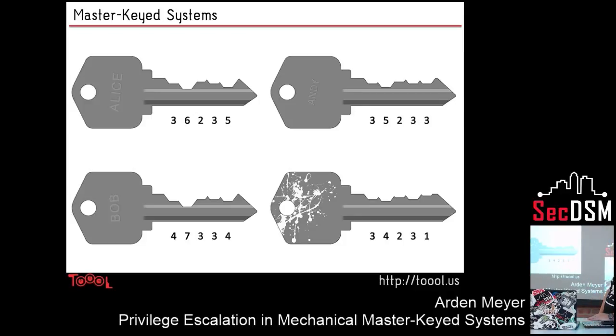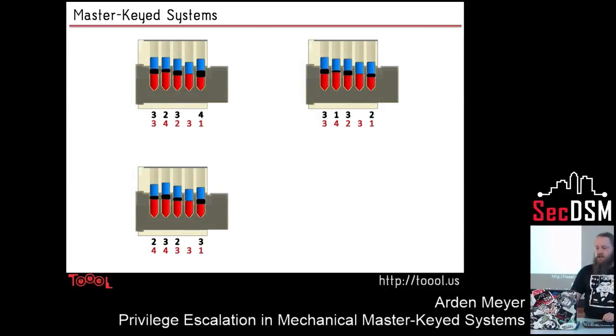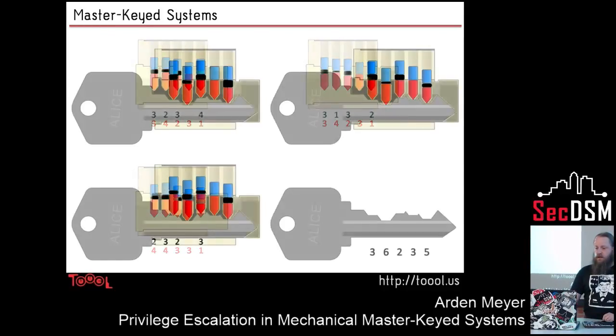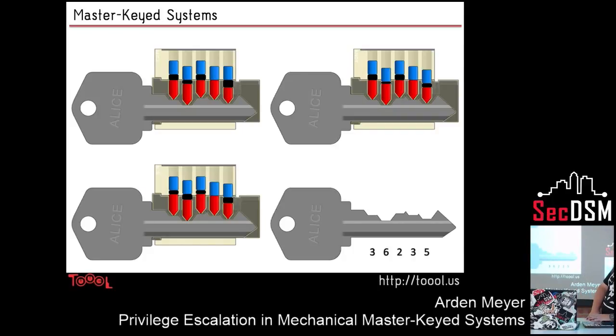As you can see, each key is unique. We'll set up with different keys and keyways, and we can see that Alice's key will work in Alice's lock on the upper left, but here's Alice's key in Andy's door. The 2nd and the 5th pin aren't going to work. Alice's key in Bob's doorway, and we can see that 4 of the 5 pins aren't lined up. Alice's key is cut to 36235.